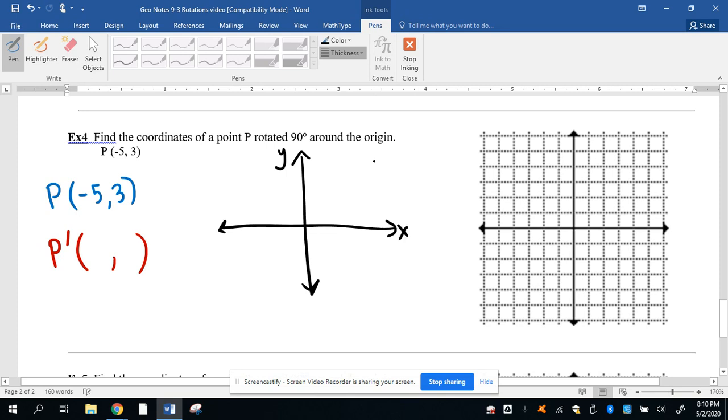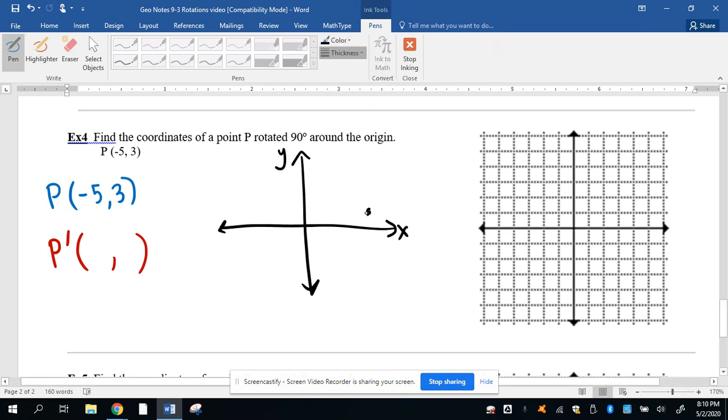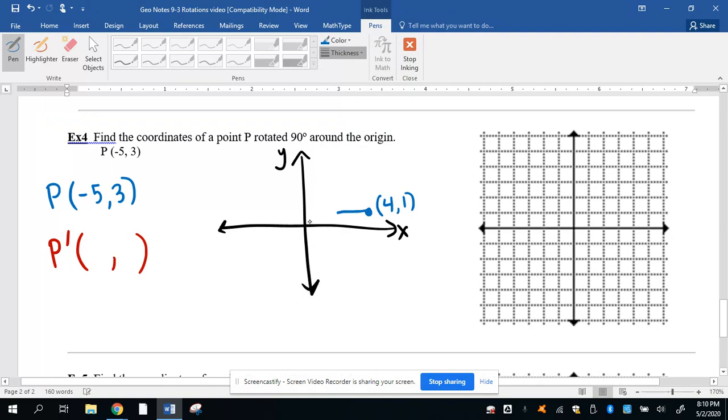So to do that, easiest thing to do, pick a point over a lot, up a little, like 4, comma 1, and draw as best as you can a right angle with respect to the origin again. We're going in the counterclockwise direction for a positive 90 degrees. So that would go up here, just kind of eyeballing it, so negative a little, up a lot.